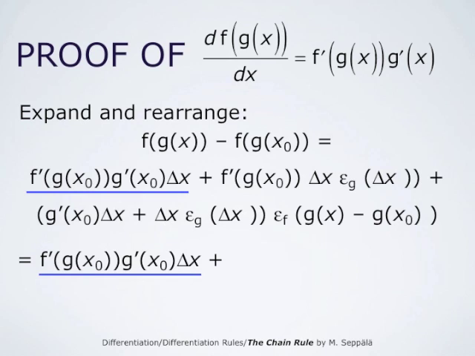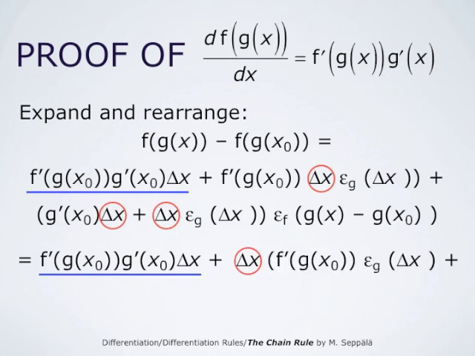Then we have the error term, the remaining term, which we have to combine of everything that is left, and we have to show that it is of the form delta of x times some epsilon function that has a desired property. So we first observe that of all the remaining terms, we may take delta of x out as a common factor. When we do that, we get delta of x times f prime at g of x0 epsilon g at delta of x.